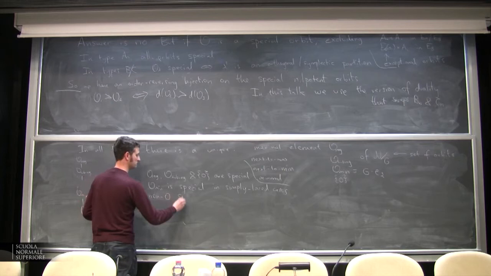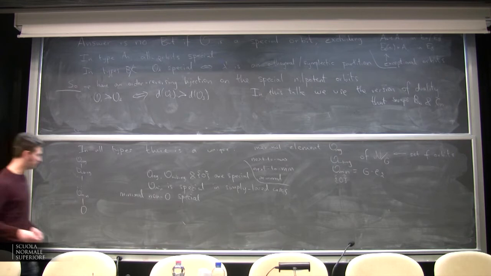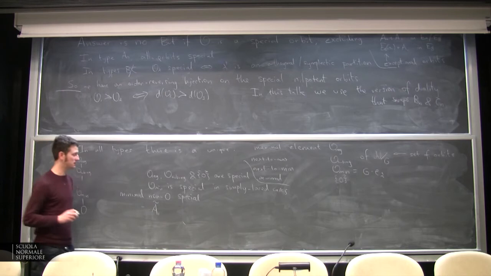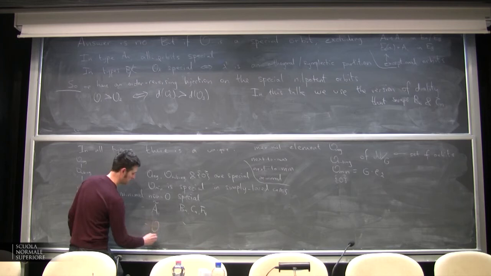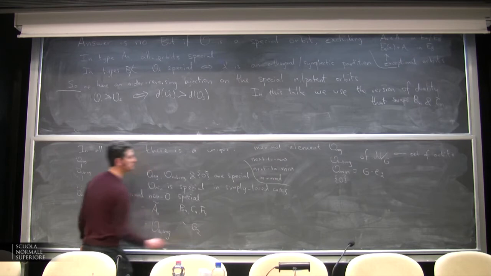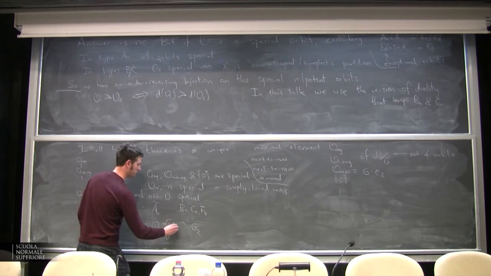And the minimal non-zero special orbit is as follows. It's the orbit of a short root element in types Dn, Cn, and F4. And it's just the subregular nilpotent in type G2. Right? So this is sometimes labeled G2(A1).